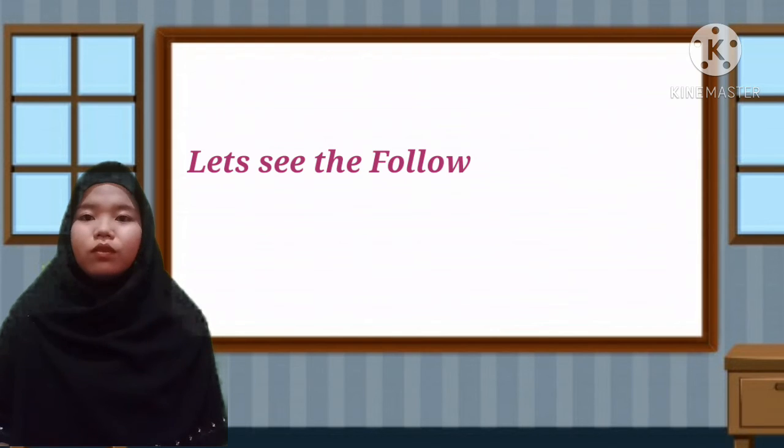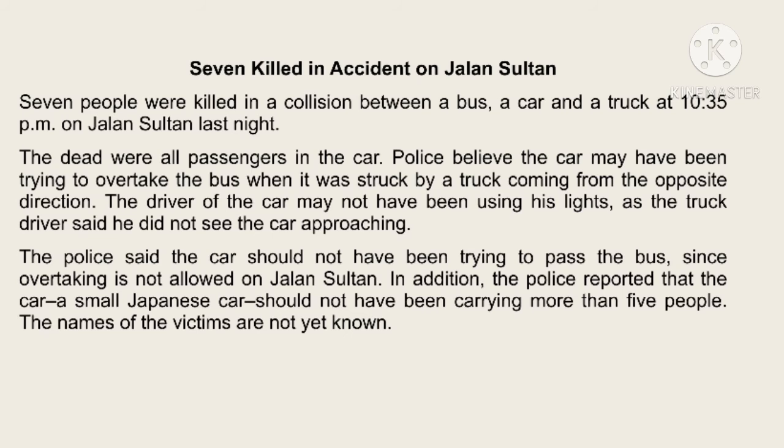Now, let's see the following example. 7 killed in accident on Jalan Sultan. 7 people were killed in a collision between a bus, a car, and a truck at 10:35 p.m. on Jalan Sultan last night. The dead were all passengers in the car. Police believe the car may have been trying to overtake the bus when it was struck by a truck coming from the opposite direction. The driver of the car may not have been using his lights, as the truck driver said he did not see the car approaching.